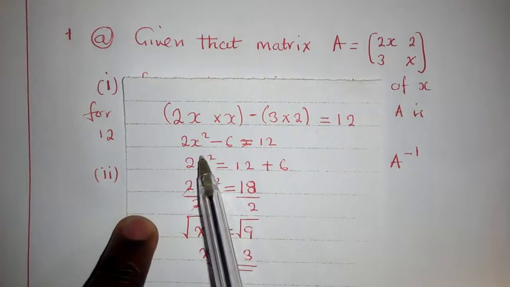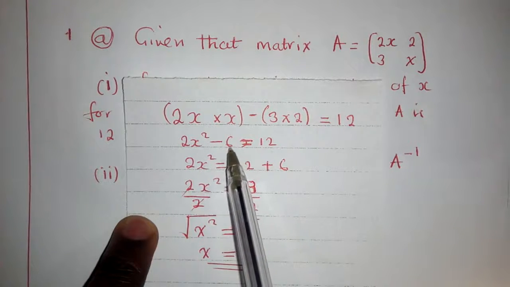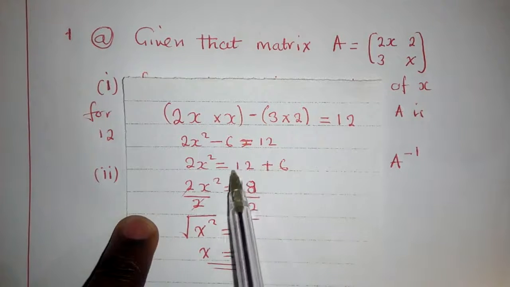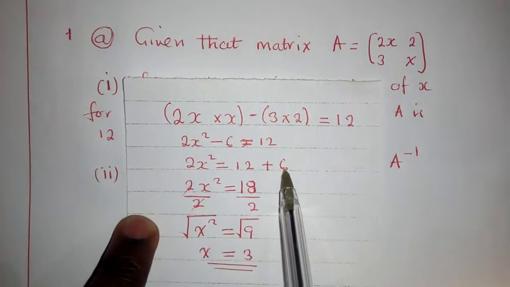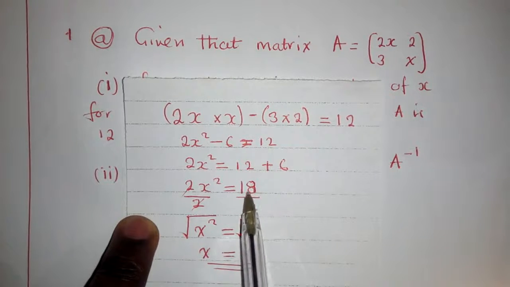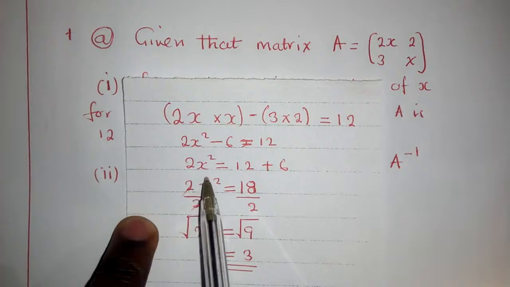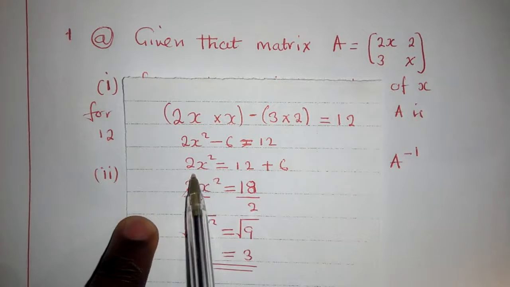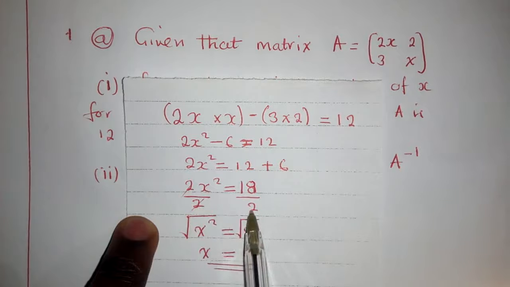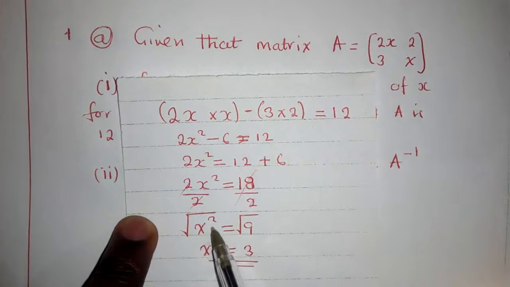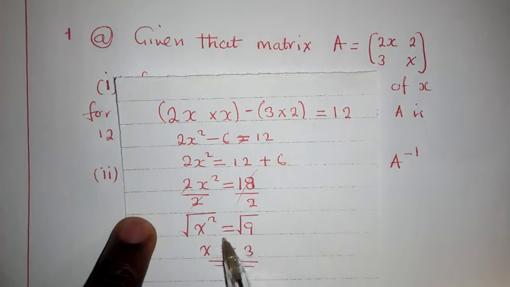So thereafter we can add 6 to both sides, this side and this side, and then over here we'll have 18. This 12 plus 6 will give us 18. We can divide by 2 so that we get the value of x. We solve for x. So once we divide by 2, we get what is here over here.